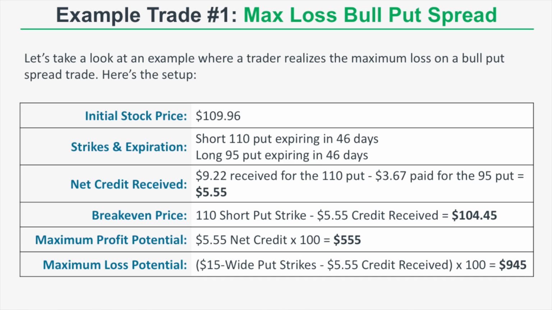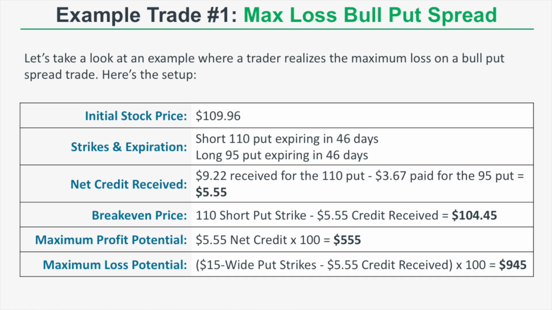The initial stock price is 109.96, and we're going to sell the 110 put and buy the 95 put expiring in 46 days. Now we're going to collect $9.22 for the 110 put, and we're going to pay $3.67 for the 95 put. So our net credit in this case is $5.55. Just one more thing, the spread width is $15 in this case because we're selling the 110 put and we're buying the 95 put, so there's $15 between the put strikes.